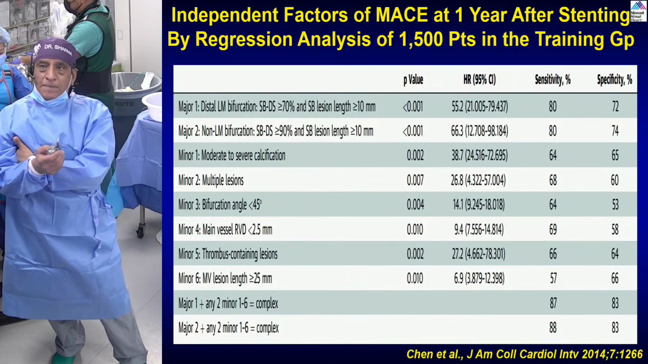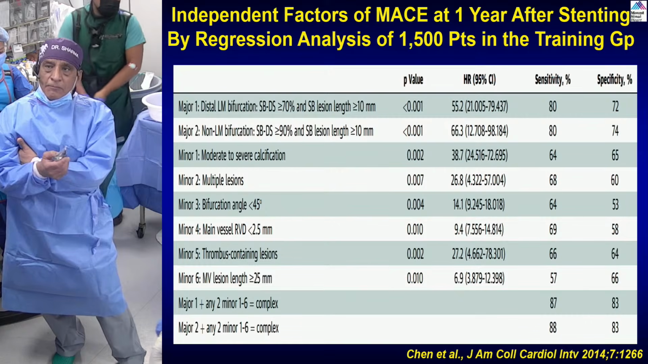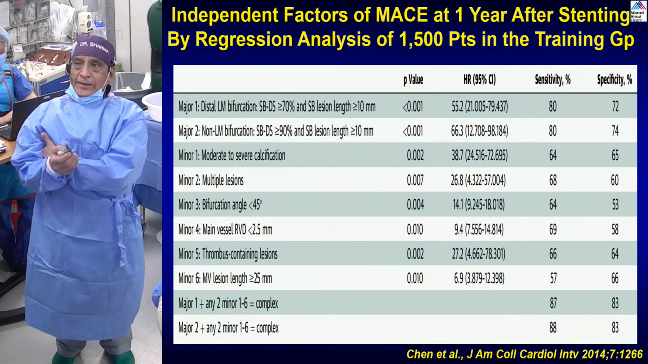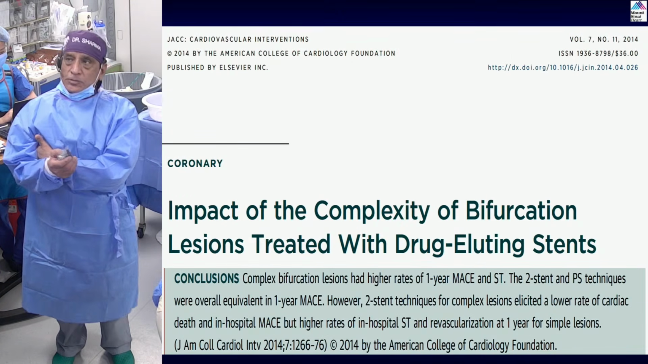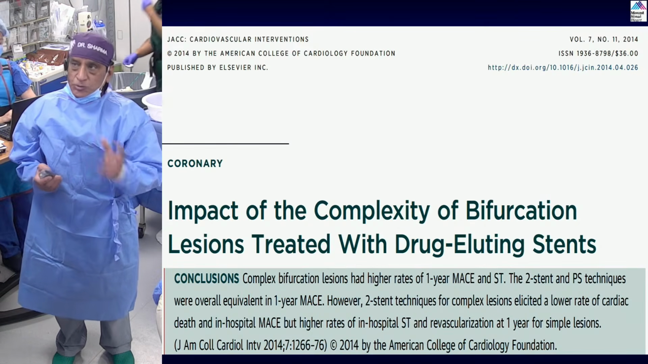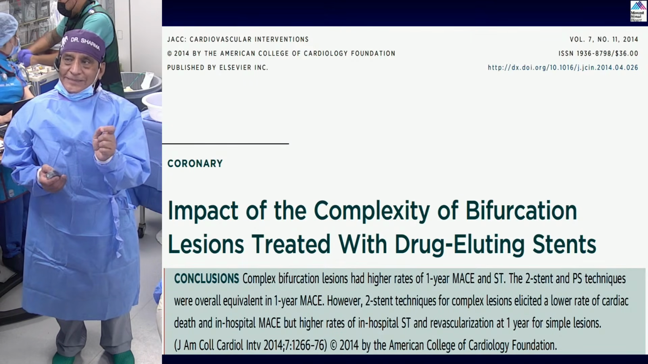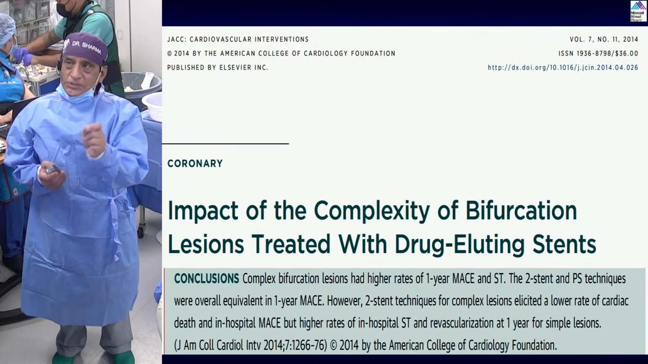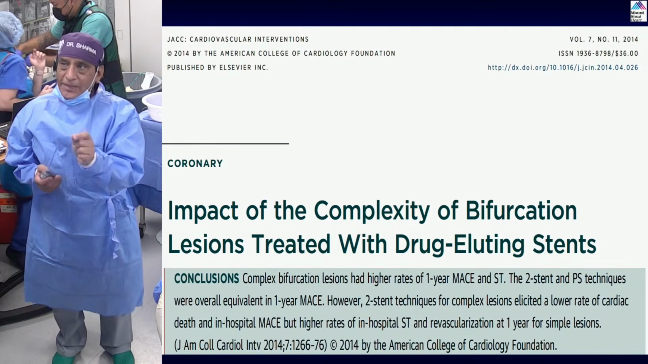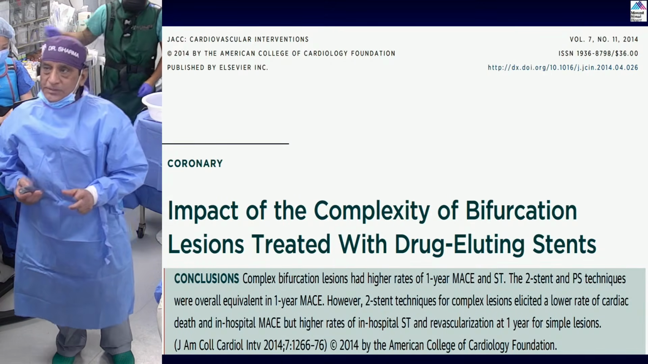So they say complex will be 1 major or any 2 minor, or 2 major or any 2 minor will be the complex. So basically the whole definition was made, and based on that they asked whether we should take care. It turns out that once you have the complex lesion, your 2 stent is better, but if you have a simple lesion, your 2 stent actually had a higher trouble in hospital stent thrombosis and revascularization.